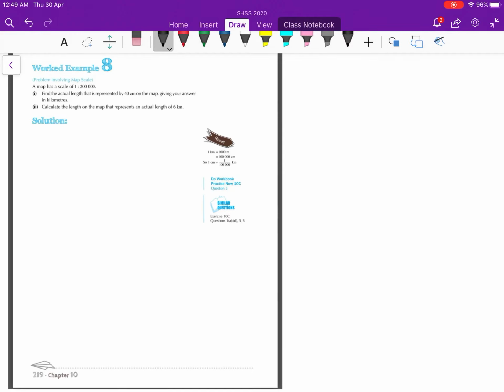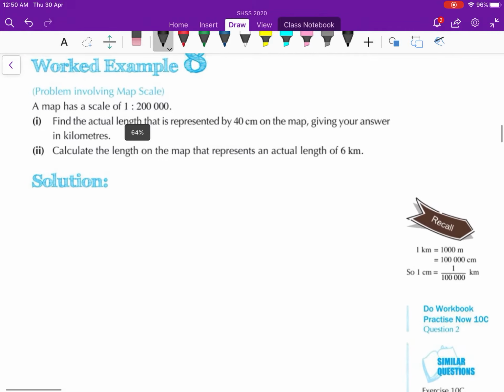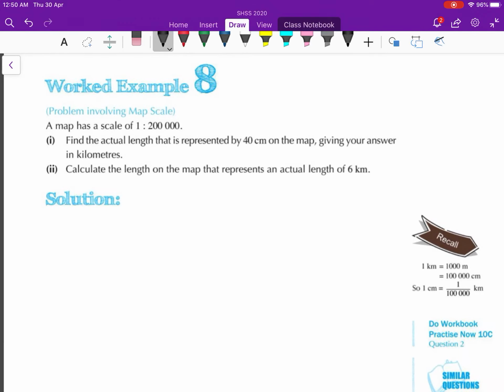Sec 2 NA. Today we are continuing on maths and skills. Go to your textbook page 219 and you will see work example number 8. Today we are going to do an exam question, a very good question involving maths and skills.